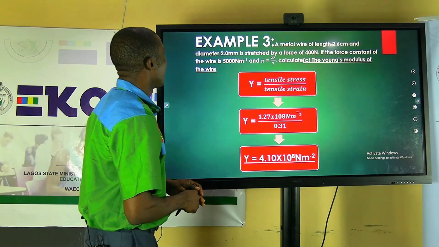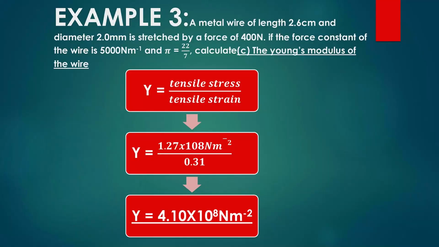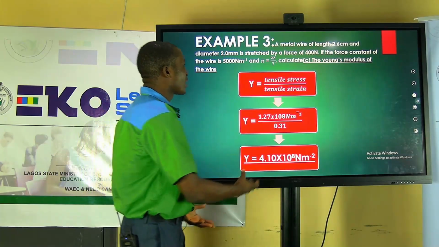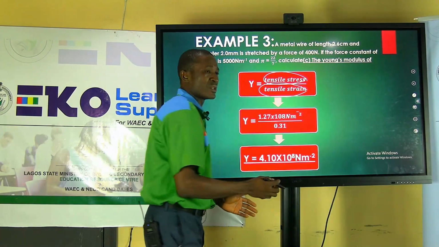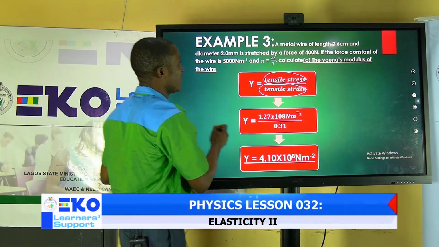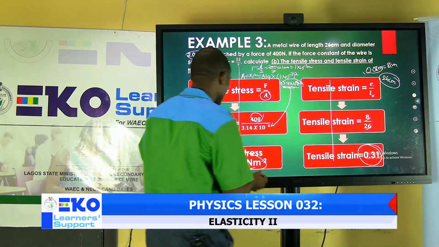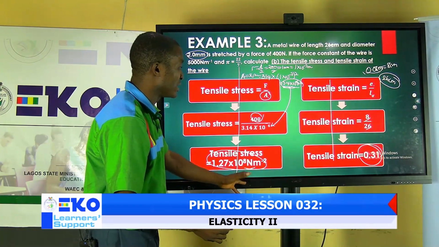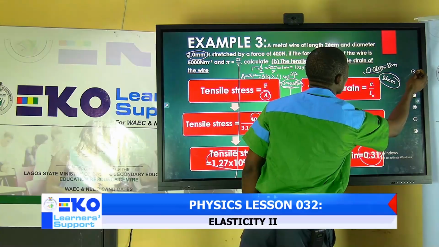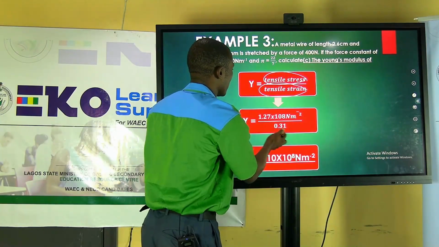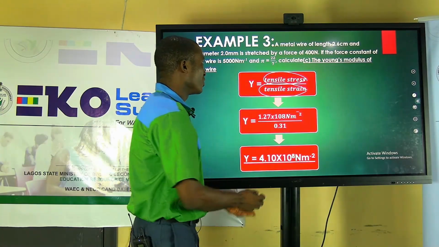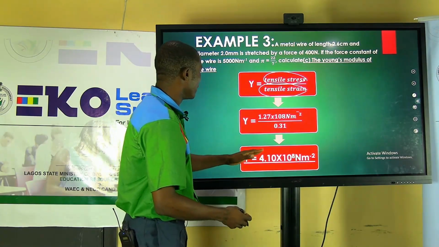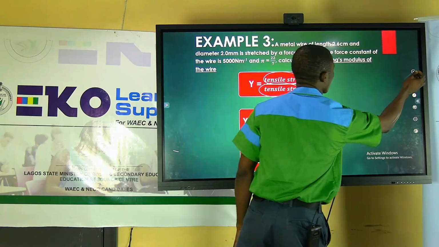Now, the last part of example number 3 asks us for Young's modulus. So, what is Young's modulus? It is the ratio of the tensile stress to the tensile strain. Our tensile stress is 1.27 times 10 to the power 8, and tensile strain is 0.31. So, when you divide tensile stress by tensile strain, you divide this value by this. Once you divide, you have the value for the Young's modulus.